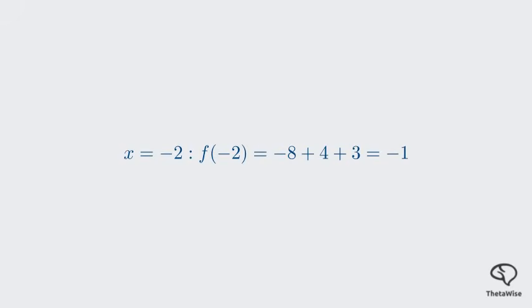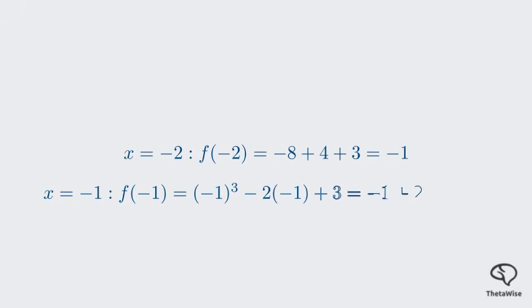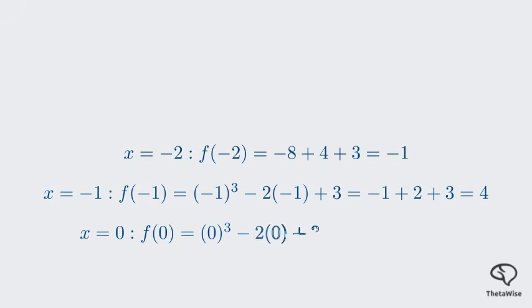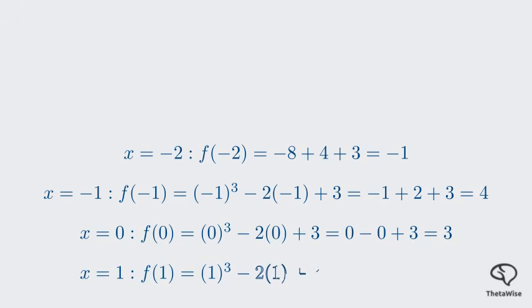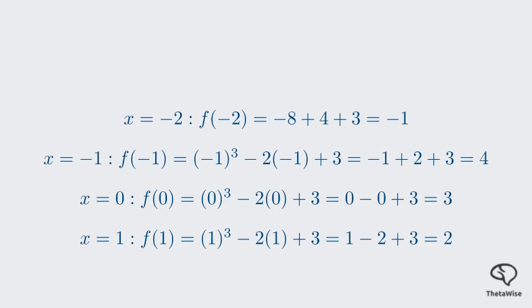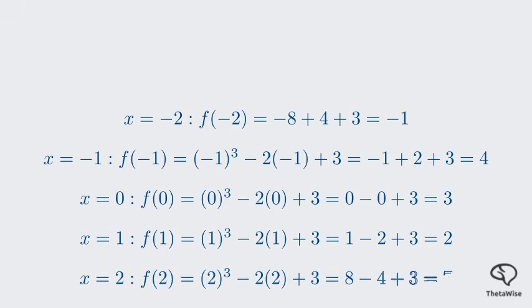Next, for x equals -1. This gives us -1 cubed minus 2 times -1 plus 3, which is -1 plus 2 plus 3, for a total of 4. For x equals 0, we get 0 cubed minus 2 times 0 plus 3. This simplifies to just 3. For x equals 1, we have 1 cubed minus 2 times 1 plus 3. This is 1 minus 2 plus 3, which gives us 2. Finally, for x equals 2, we substitute it in to get 2 cubed minus 2 times 2 plus 3. This is 8 minus 4 plus 3, which equals 7.